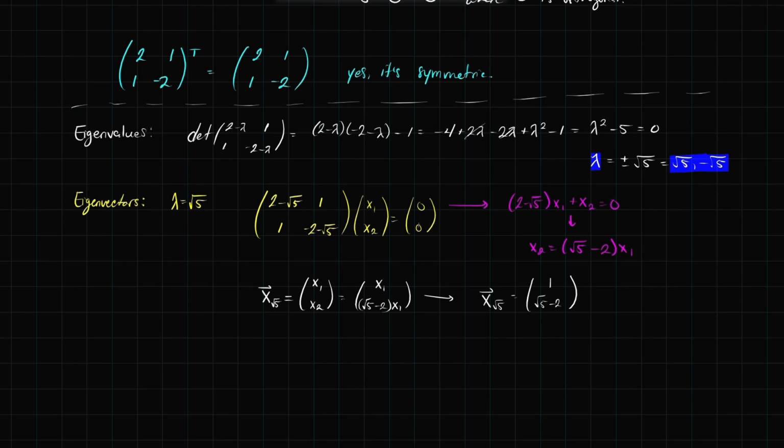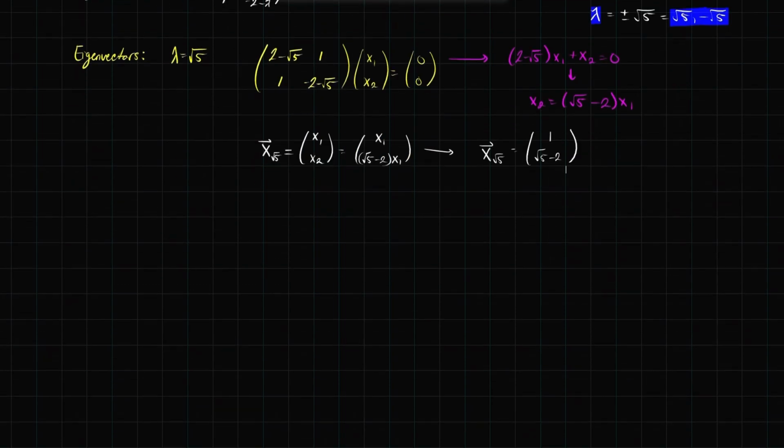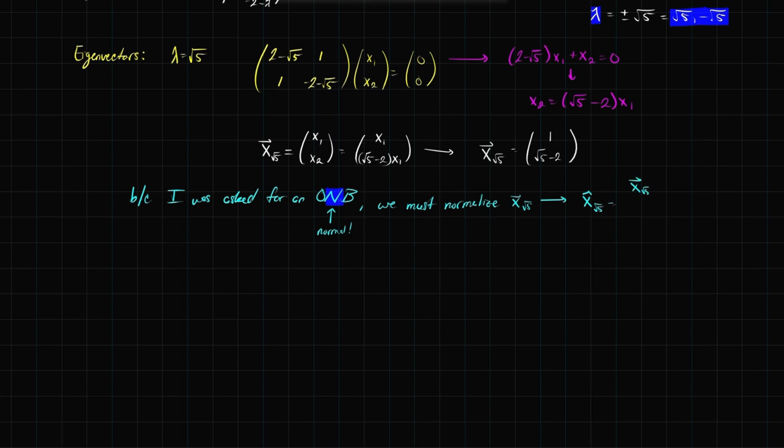Now, this is an eigenvector, but it is not a normalized eigenvector. Because I was asked for an orthonormal basis, emphasis on normal here, we must normalize this vector. Now let's recall, what do you do to normalize? Well, one thing you can do is put a hat on it instead of a vector line. And you just go ahead and grab the vector and divide by its norm. So this is x as a vector divided by the norm of x as a vector.